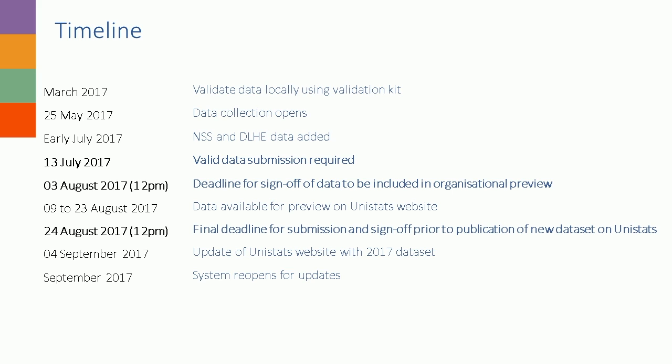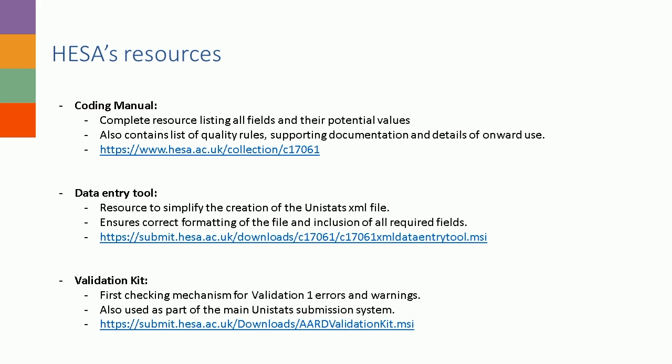course information as necessary. So, there are three main tools that are provided by HESA that we would suggest you use in the completion of your Unistats submission. The first is the one you'll probably be most familiar with, and that's the coding manual. So we've got the link to it there, and it should also be below the main screen on the webinar. And it's a complete resource with all fields and all of their potential values that you may need to submit. It also contains all the quality rules, supporting documentation, and lots of details about how we will use the data moving forward. Inside this coding manual are the data entry tool and the validation kit.